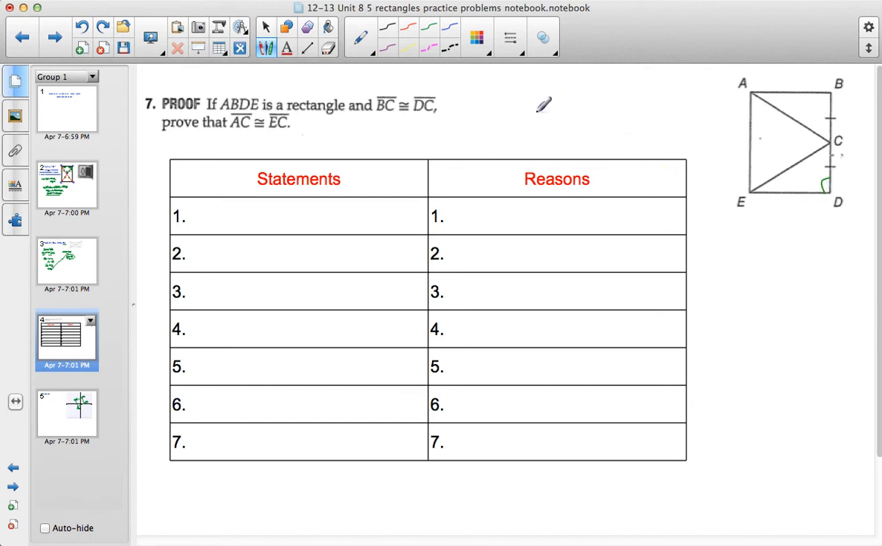If ABDE is a rectangle and BC is congruent to DC, that's already been marked, we need to prove that AC equals EC. So AC, this piece of a triangle, and EC, a piece of a couple triangles, we want to prove that they're congruent. So we always start with our given. So we're going to say ABDE is a rectangle. And then we also want to indicate that BC is congruent to DC. And this is all from the given.